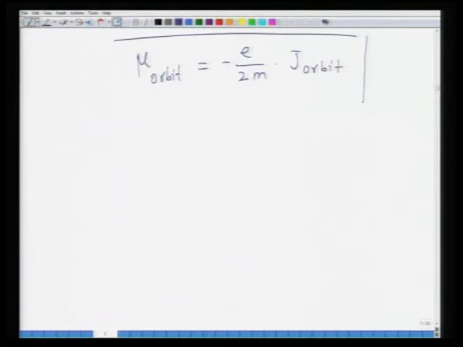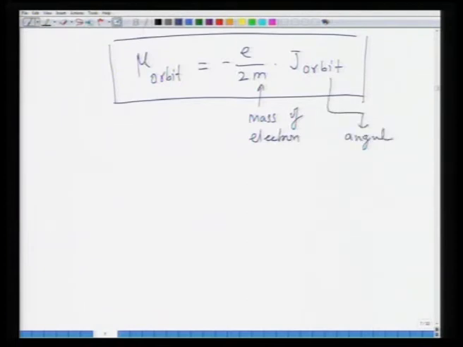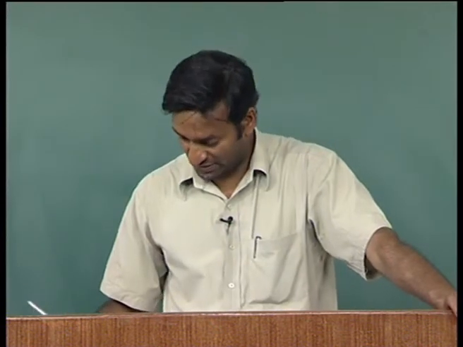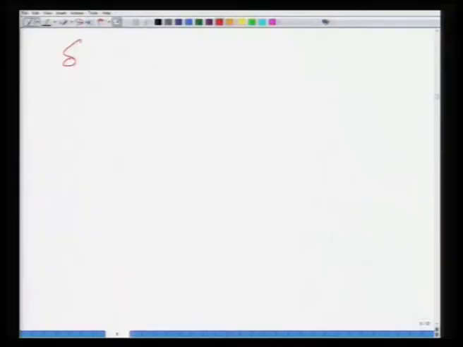This is an important relation which will be used a little later as well. Here m is nothing but the mass of the electron, and j orbit is nothing but angular momentum, mvr. So, we have got an expression for orbital magnetic moment. Now, we have to get an expression for spin magnetic moment, and then we get the total magnetic moment. So, we move now to spin magnetic moment.